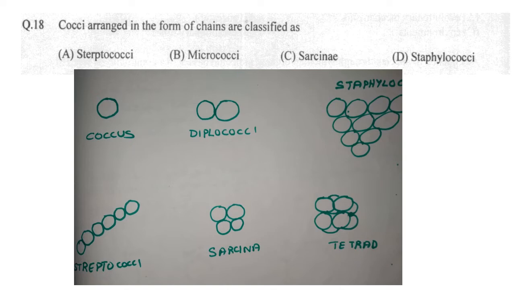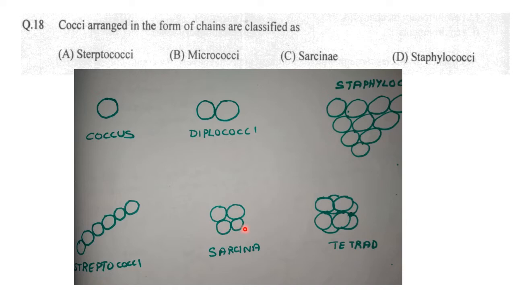Cocci arranged in the form of chains are classified as... If it is single, it is coccus. If there is a pair of cocci, it is diplococcus. And if it is arranged in the form of grape-like clusters, it is staphylococcus. And if it is arranged in the form of chains and rows, it is called streptococci. And if it is arranged in a group of 4 cells in a square arrangement, it is called tetrads.